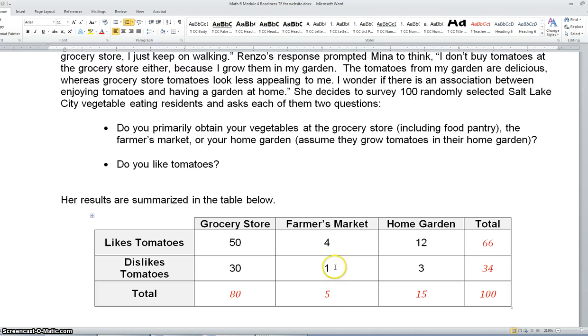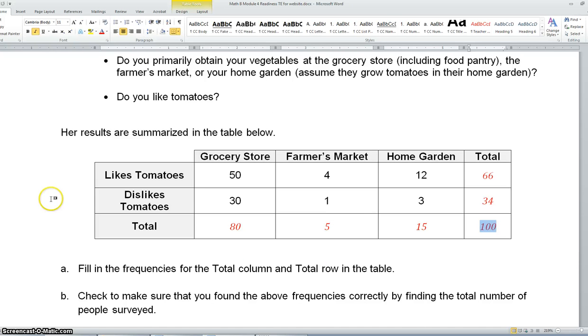4 that like, 1 that don't, 5 total. 12 and 3 is 15. 80 plus 5 is 85, plus 15 is 100, and hopefully 66 plus 34 is 100 also. So clearly we have 100 right here and right here. That needs to match. Okay, let's answer the questions. Fill in the frequency table. We just did that. These rows and columns are filled out correctly. Check to make sure you found them correctly by finding the total. We have confirmed that 100 matches the 100.